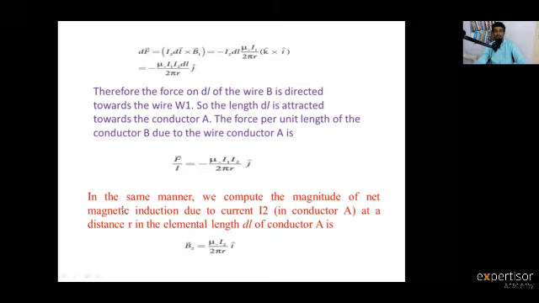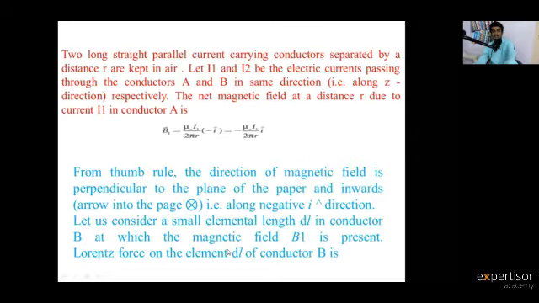In the same manner, we compute the magnitude of net magnetic induction due to the current I2 in conductor A. I2 is current in the second conductor. I1 is current in the first conductor, that is conductor A. At a distance r in the elemental length dl of conductor A, B2 is equal to mu naught by 2 pi into I2 by r into i cap. This is similar to the previous one.